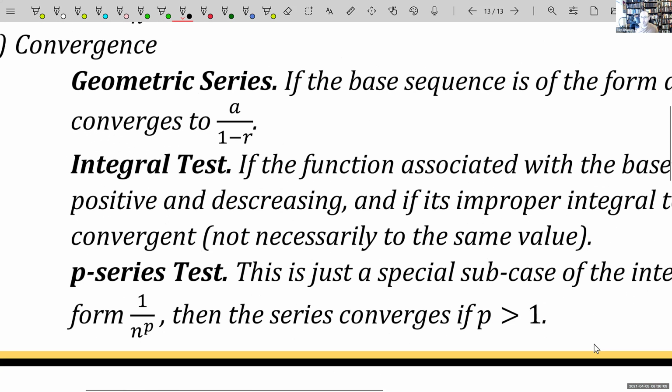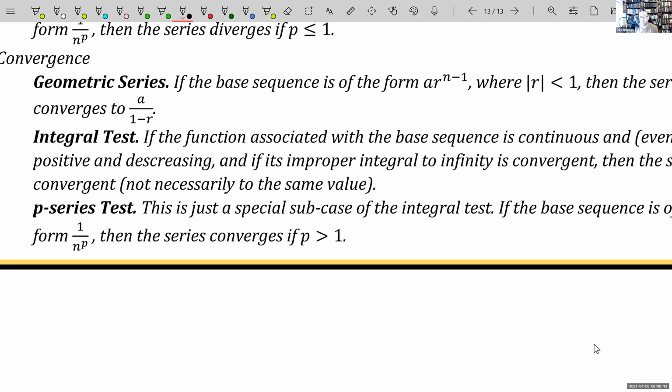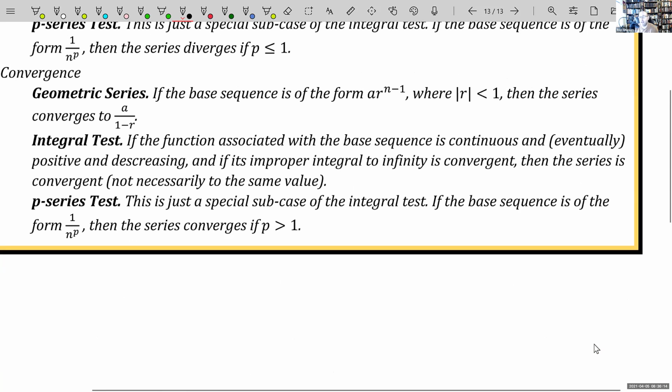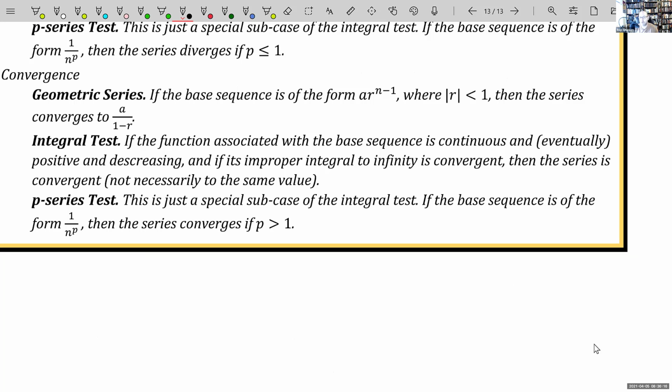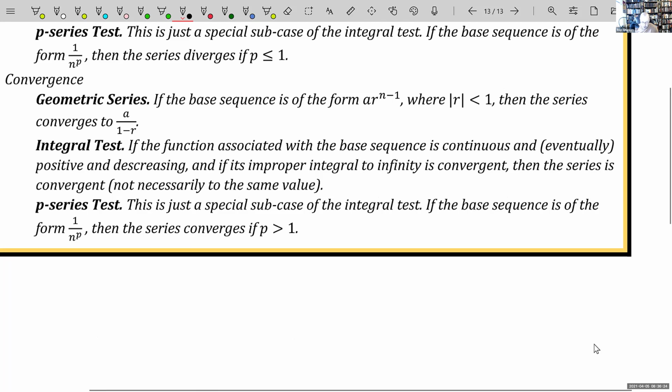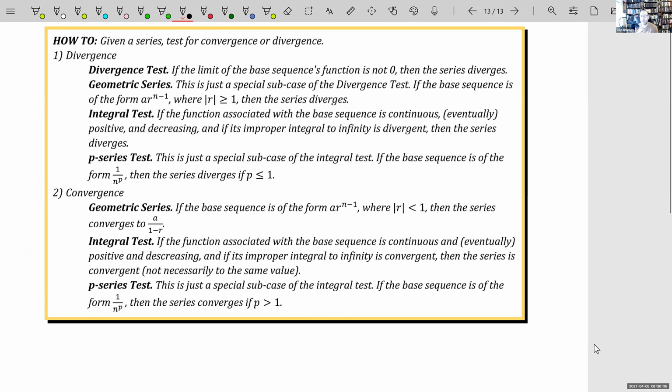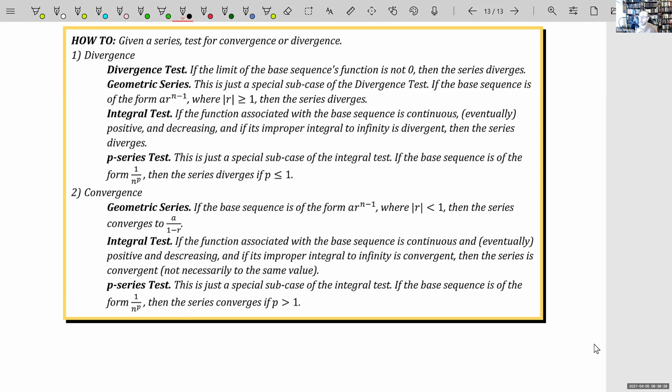If, on the other hand, you were able to use the integral test, well, then it's convergent if the associated improper integral is also convergent. And if you use the p-series test, it's convergent if the power is greater than 1. That's a summary of our tests so far on whether or not a series is convergent or divergent.